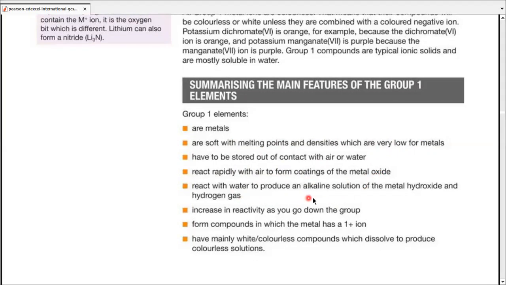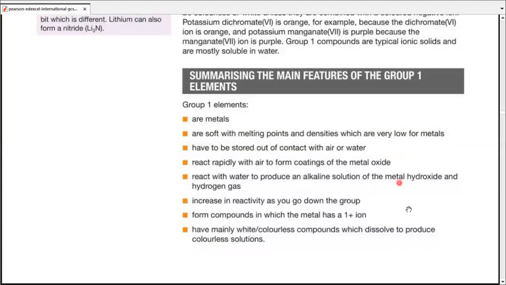They react with water to produce an alkaline solution of metal hydroxide and hydrogen gas. They increase in reactivity as you go down the group. They form compounds in which the metal has a +1 ion, which means they lose their outermost electron. As in their valence shell, they only have 1 electron. They lose that one specific electron to gain this +1 ion charge. They mainly have white or colorless compounds, which dissolve to produce colorless solutions.